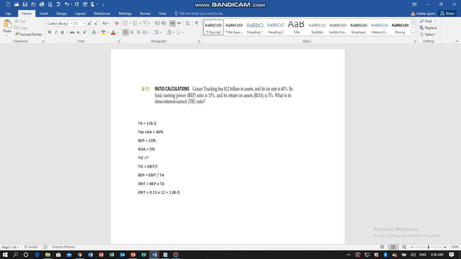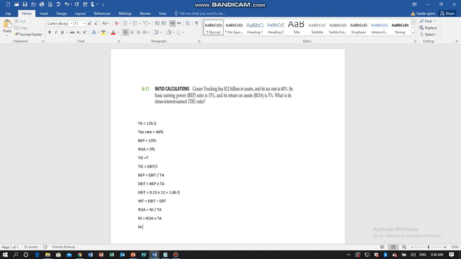Now we need to calculate the interest. The interest is equal to the earnings before interest and tax minus the earnings before tax. We can calculate the earnings before tax from the return on assets. So return on assets is equal to the net income divided by the total assets. So the net income is equal to return on assets times total assets.